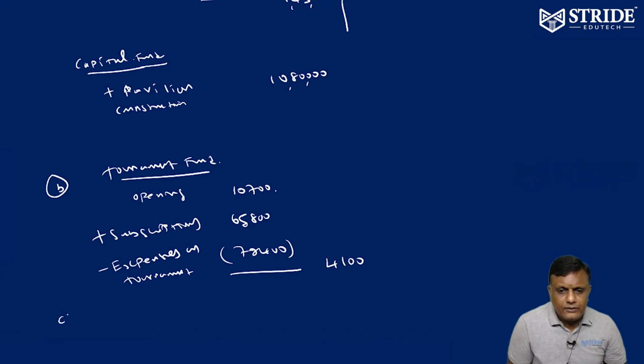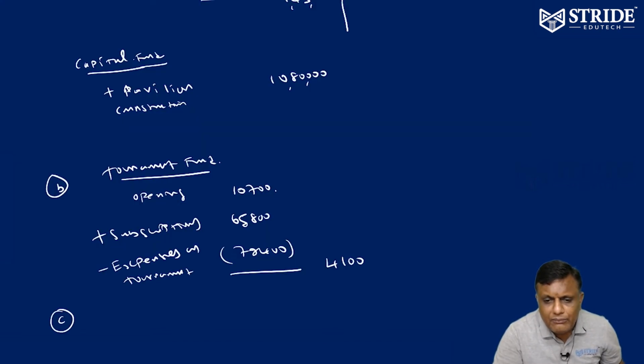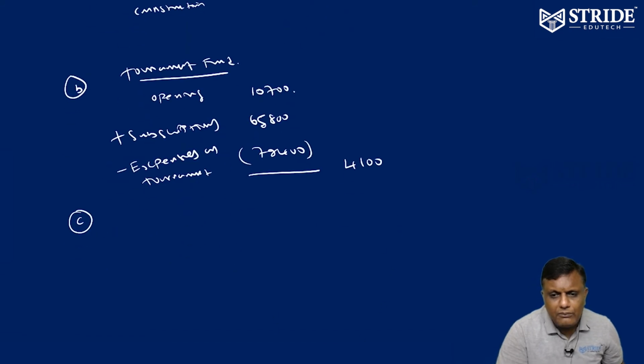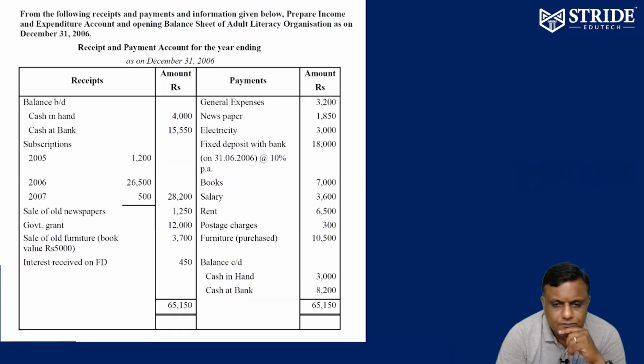Right. C. Life member fees received. How much? 28,000 we have received. It is one time, so we may assume it is a capital receipt, therefore liability. Life member fees received one time, my assumption only. Therefore it is supposed to be capital receipt. That's it.